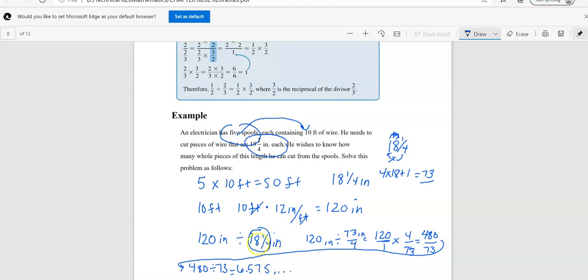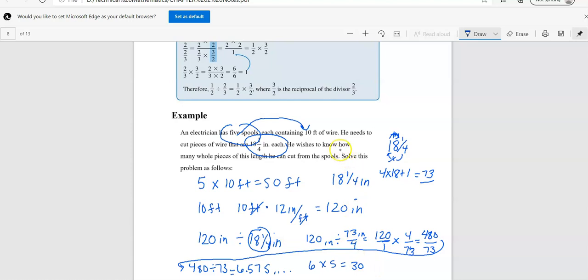Okay, so basically I don't have enough to get 7 of these out of one spool. I only can get 6 out of one spool. So, but I have 5 spools, so 6 times 5 would give me 30.